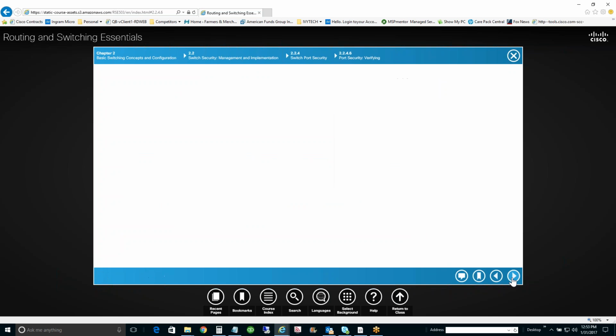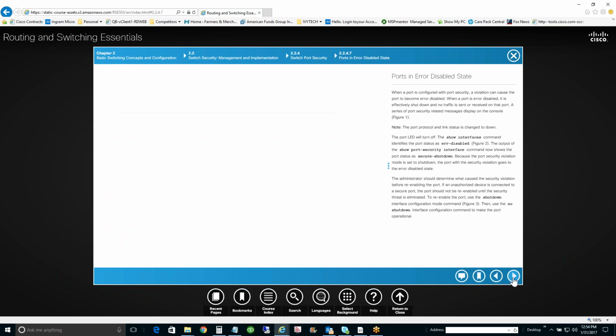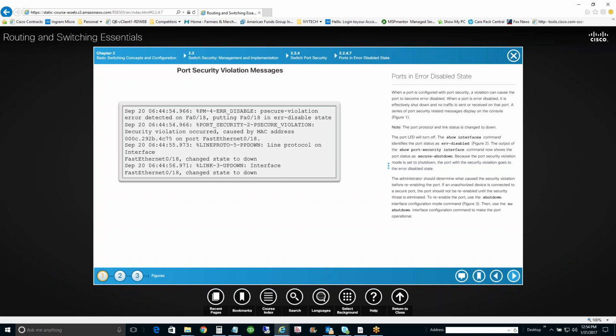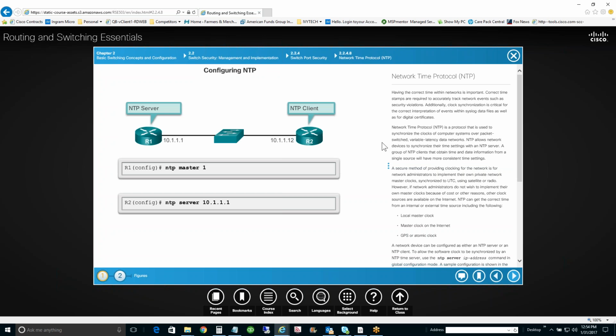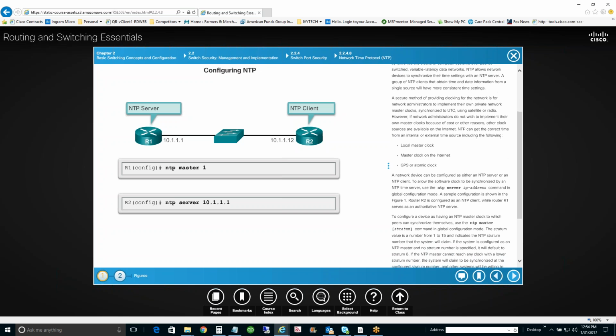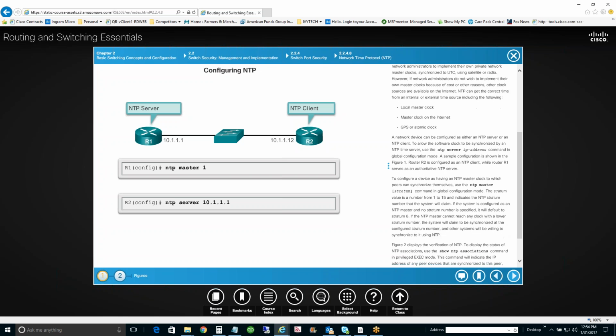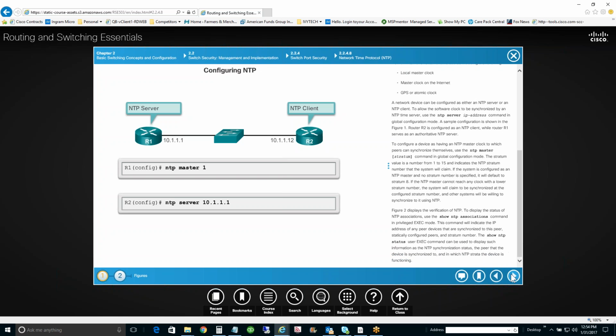So we go into verifying port security, knowing if a port's in a disabled state. Also, there's a bridge exercise on configuring NTP, which is the Network Time Protocol. It's important that, from a logging standpoint, all your switches in your network are on the same time. And using an NTP server basically allows all your network devices on a network to be synchronized.